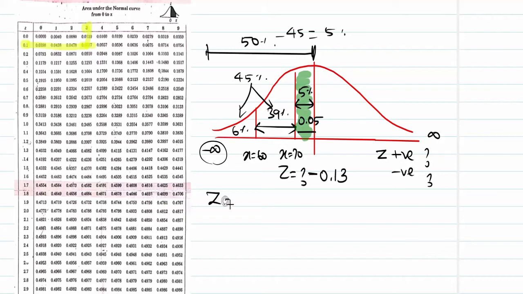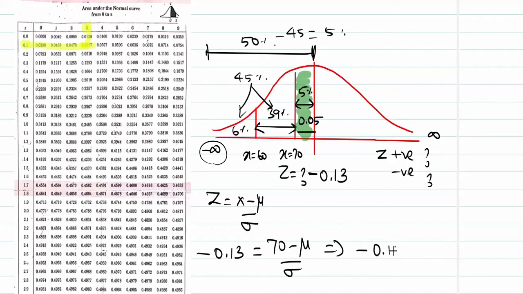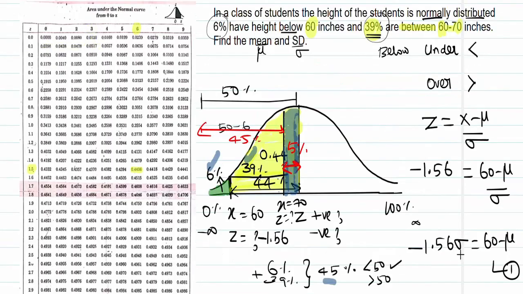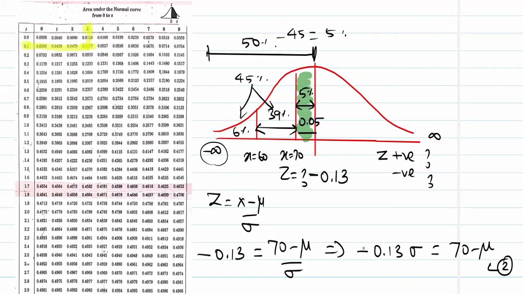So fixing it in the standard formula, Z is equal to x minus mu divided by sigma. I know Z is equal to minus 0.13, which is equal to, what is x in this position? 70 minus mu divided by sigma. So on cross multiplying, minus 0.13 sigma equal to 70 minus mu. Mark this as equation number 2. Over here we have equation number 1, which is given by minus 1.56 sigma equal to 60 minus mu. What is the second data given to us? The second data given to us is minus 0.13 sigma equal to 70 minus mu.